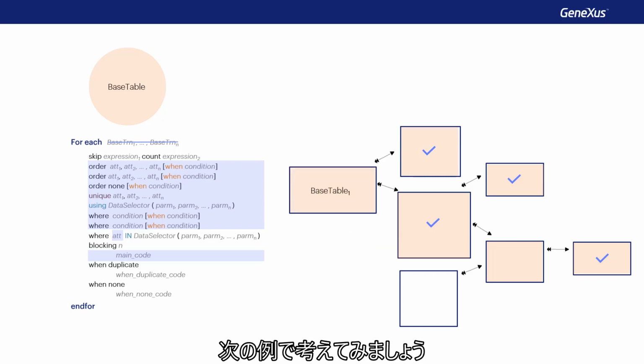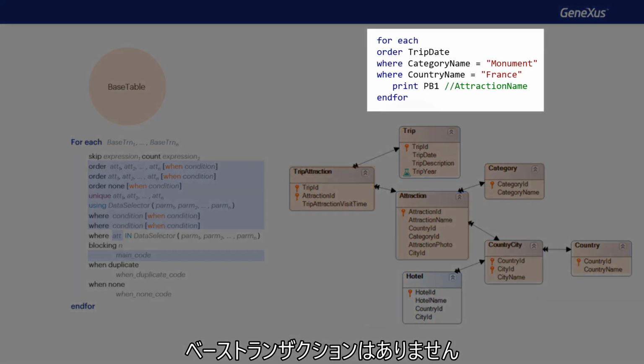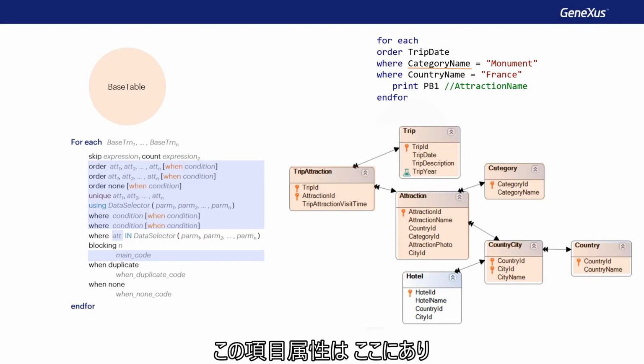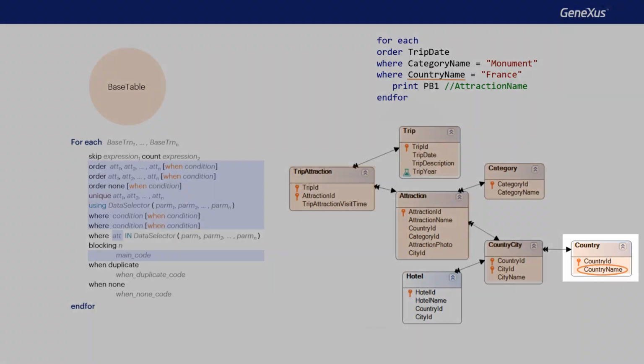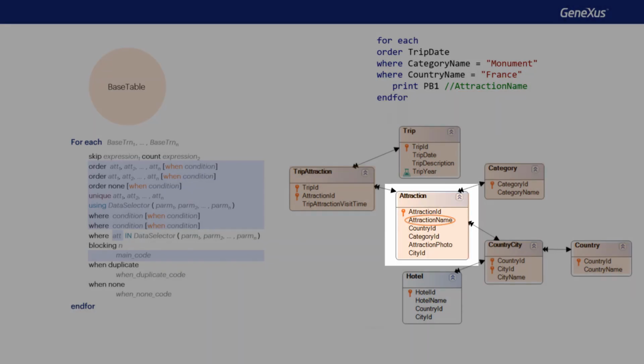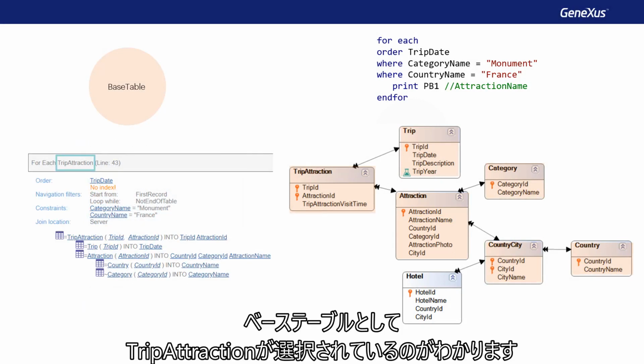Consider it in this example. There is no base transaction. This attribute is here, this other one here, and this other one is here, and this other one appears in the main code. The navigation list will show, we see that it's choosing trip attraction as base table.